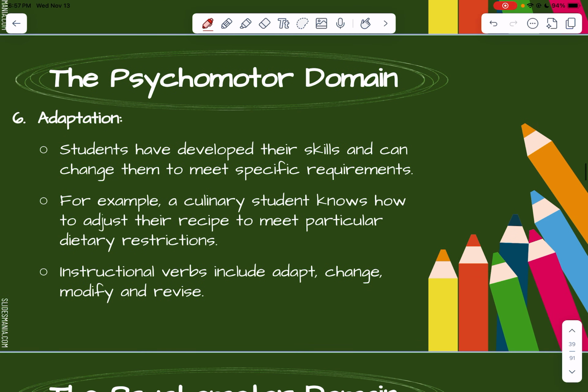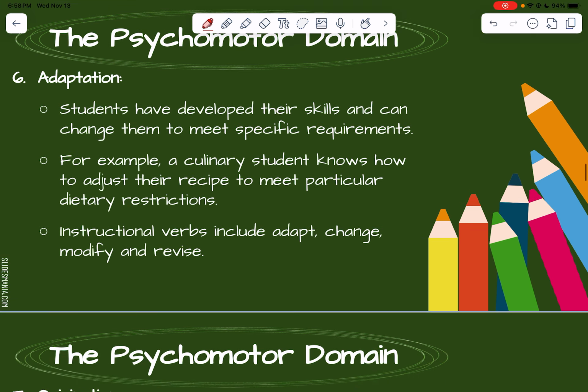And number six would be adaptation. Students have developed their skills and can change them to meet specific requirements. For example, a culinary student knows how to adjust their recipe to meet particular dietary restrictions. Instructional verbs would be things like adapt, change, modify, and revise.